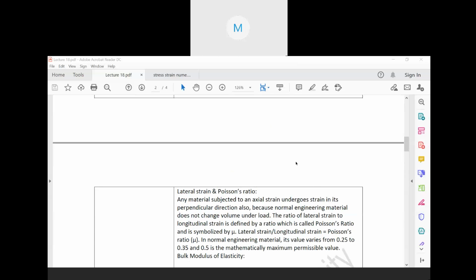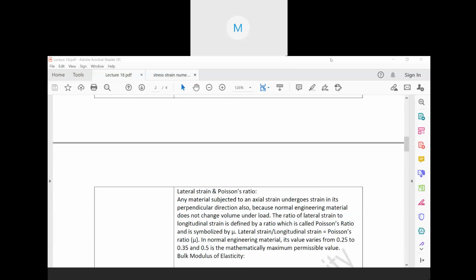Any material that is subject to an axial strain also undergoes strains in its perpendicular directions. That ratio of lateral strain to longitudinal strain is called Poisson's ratio.